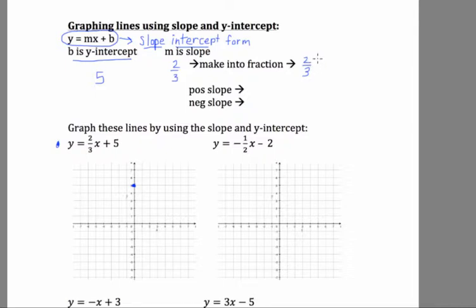The top number, the numerator, is the rise, and the denominator is the run. So that means you're going to rise 2 and run 3. So I'm going to go up 2, right 3. That's my pattern. So from my starting point dot here, I'm going to go up 2, right 3, make a dot. Up 2, right 3, make a dot. Do that same pattern backwards as well. Down 2, left 3.